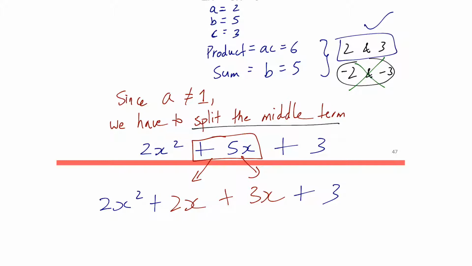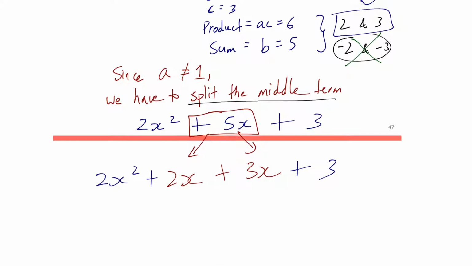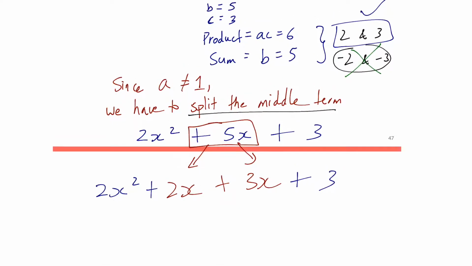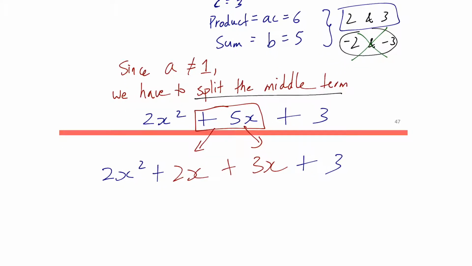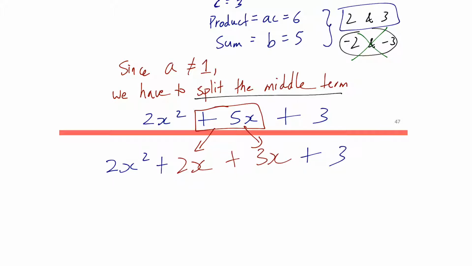How many of you remember this method, by the way? Okay. This method, the splitting the middle term method, you can use also when a is 1, except you don't need to because it's easier to just jump into factored form. But when a is not 1, and if you don't want to do trial and error, I would recommend this method because it'll give you the answer correctly without much ambiguity, let's say.